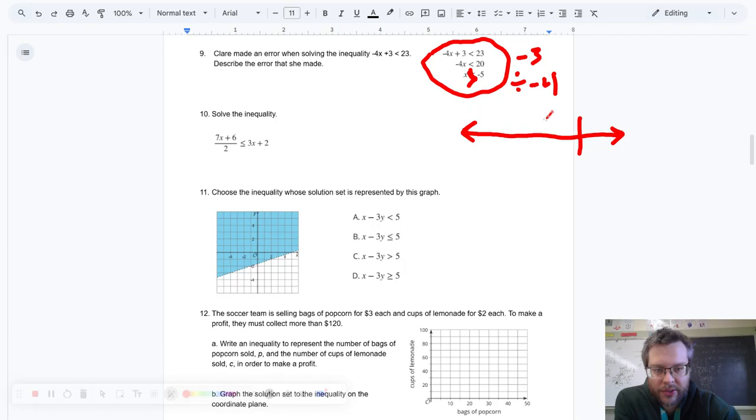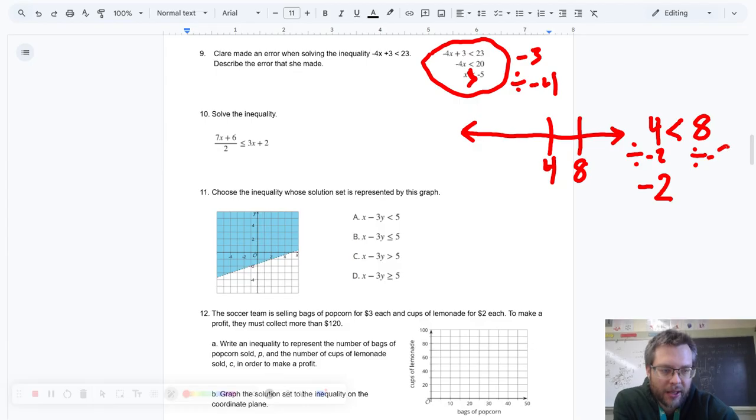Let's take two numbers that are on the number line, like 4 and 8. Would everybody agree, I hope you would, that 4 is smaller than 8? Now I'm going to divide 4 by -2, and I'm going to divide 8 by -2. Is it still true that -2 is less than -4? No. If you think about how your number line is situated, -2 is actually on the right side of -4.